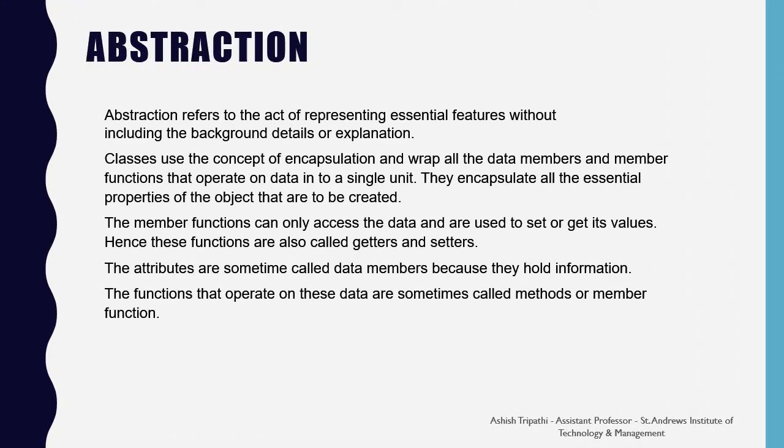Abstraction is a way to display the essential features and hide the background details. That is, the user should know the function of getting the information, but not the internal working or algorithm of the function. Encapsulation is achieved by classes and abstraction is achieved by its member functions.